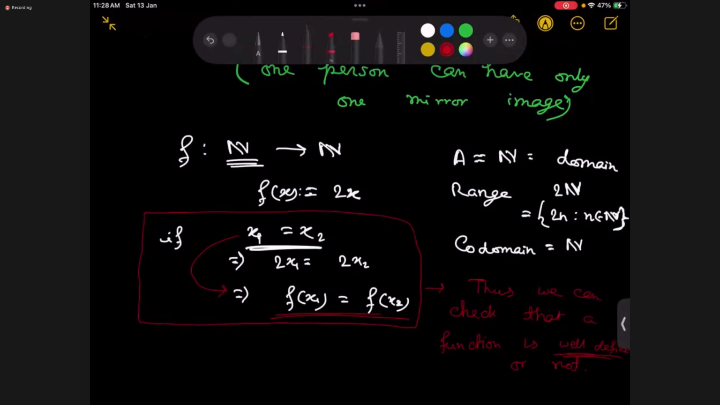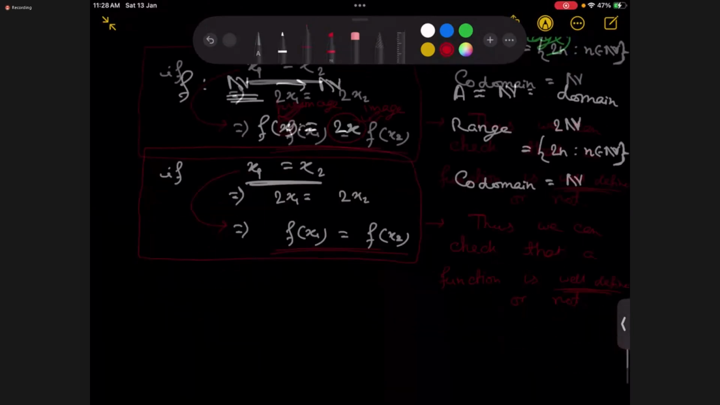And obviously this x is called the pre-image and this 2x is called the image. This is called the image and this is the pre-image. This x is called the pre-image.